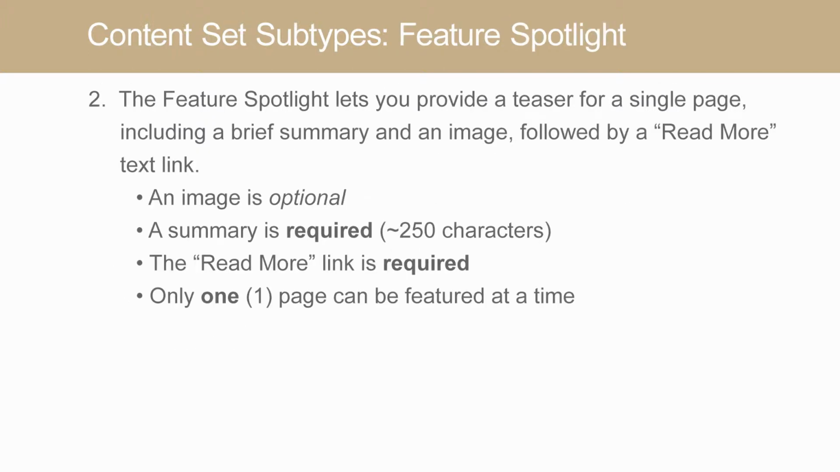The next subtype we'll review is the feature spotlight. The feature spotlight allows you to display a teaser for a page, including an image and a brief summary, followed by a read more link to the full page. While the summary and read more link are required, the image is optional. It should also be noted that only one item can be featured at a time.